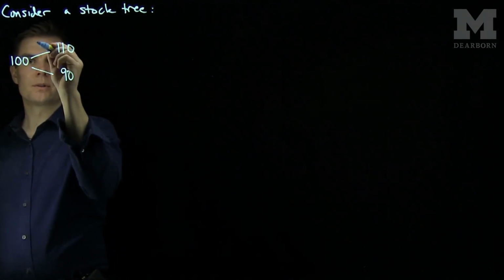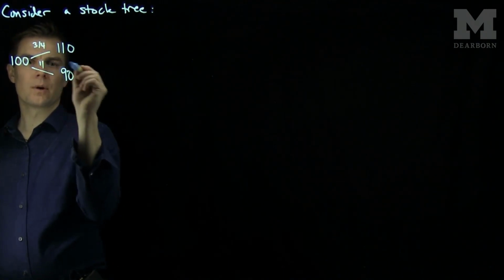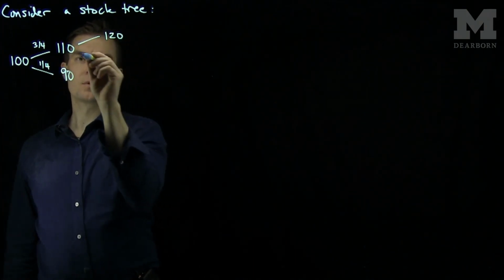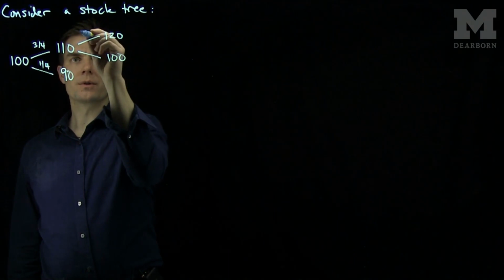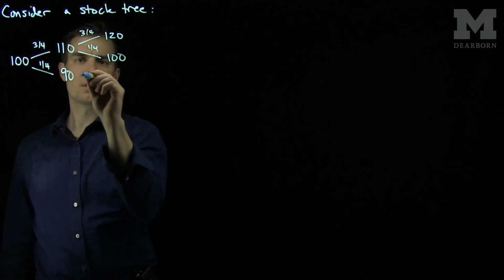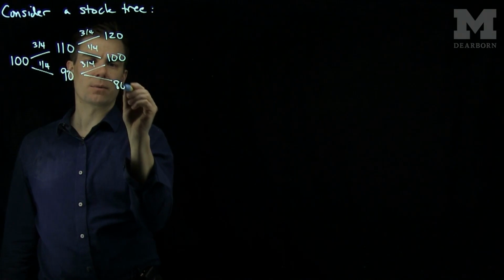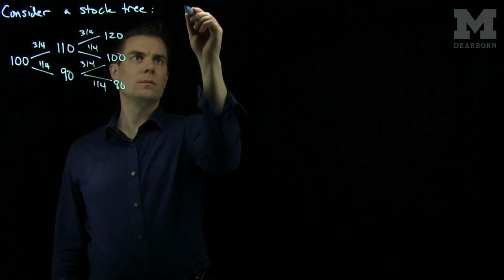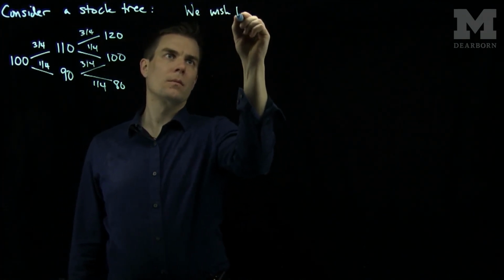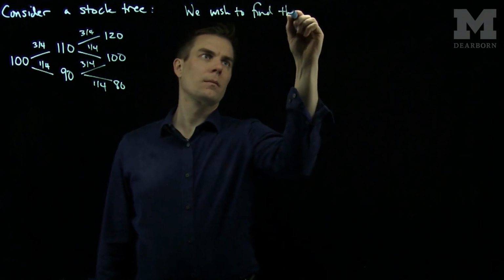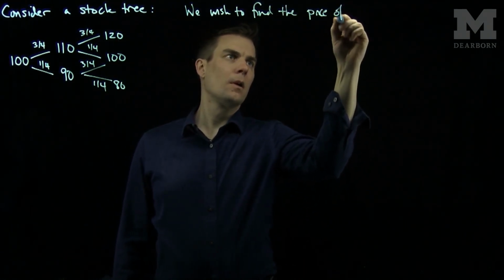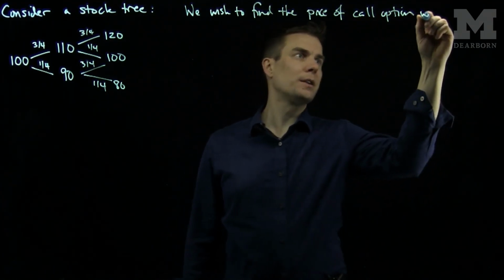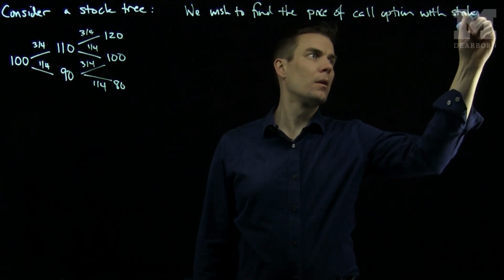We'll say it goes up to 110 with probability 3/4 and down to 90 with probability 1/4. And then this will go up to 120 or down to 100 with the same probabilities, 3/4, 1/4, 3/4, and then down to 80 with probability 1/4. And say we'd like to find the price of a call option with strike price 110.